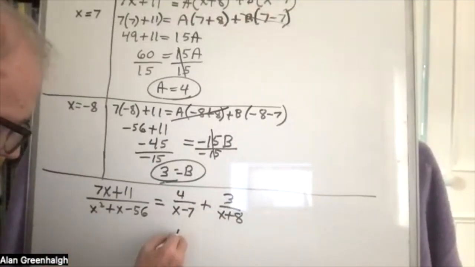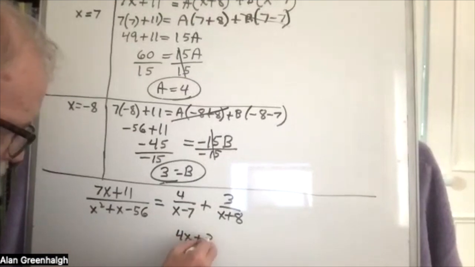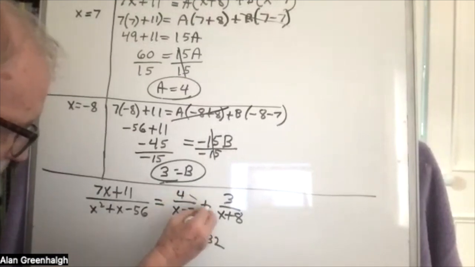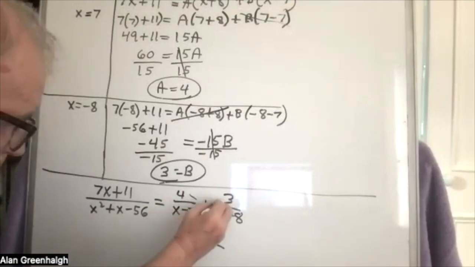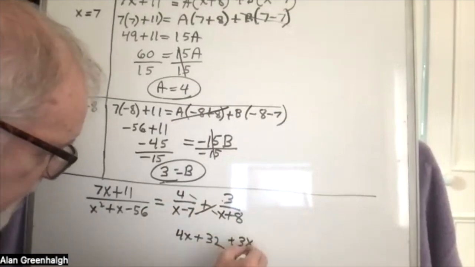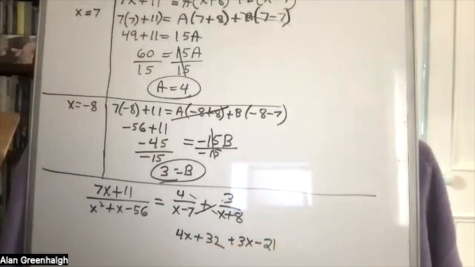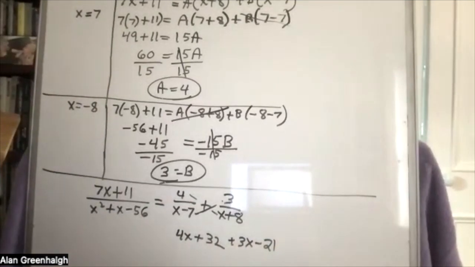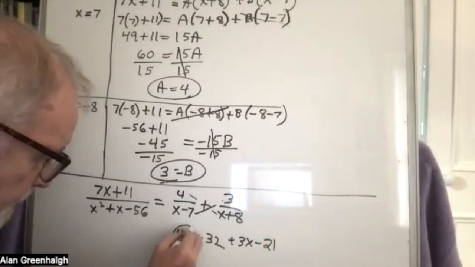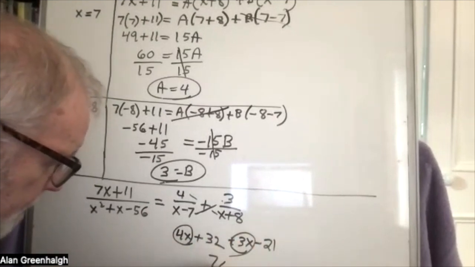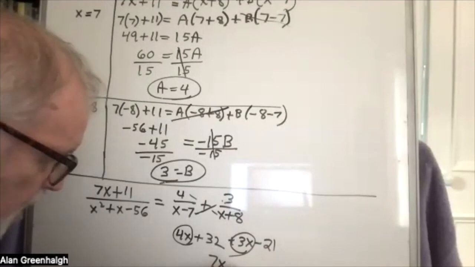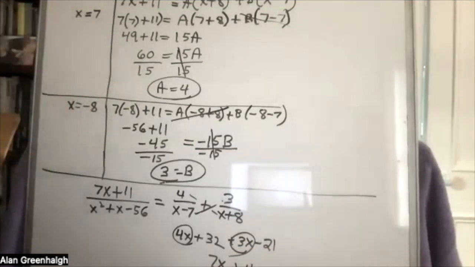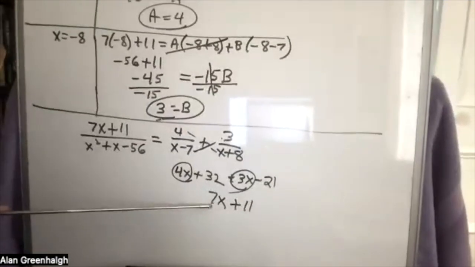4 times x plus 32. I'm multiplying here. I'm multiplying here. 3x minus 21. This will be 7x. 32 minus 21 is 11. There it is. That's all you need. So the numerators are going to be the same. So that's the check.